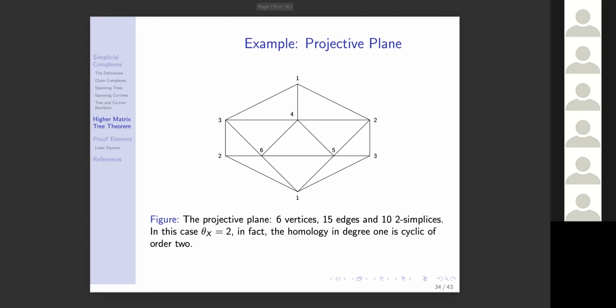Here's another example, which I'm not going to compute. I want to point out that you could get torsion. So here's a picture of what is called the projective plane. It's a simplicial decomposition of the projective plane. It has 6 vertices, 15 edges labeled in the picture, and 10 two-simplices.